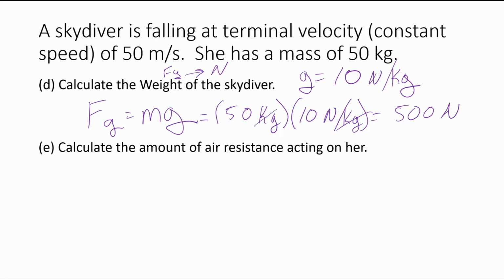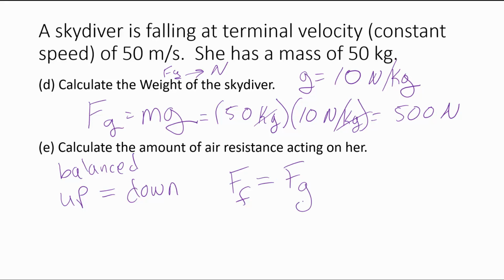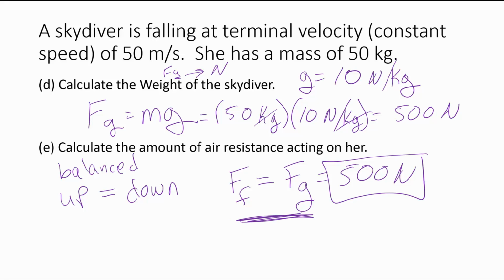Now we want to figure out the amount of air resistance acting on her. So it's important to recognize that all the forces are balanced, and that means all of the forces pointing up equal all of the forces pointing down. And so the air resistance, or air friction, is pointing up, and that equals all the forces pointing down, which is just the force of gravity. So we find out her air resistance is also 500 newtons. If you're answering this on a quiz or a test, make sure that you explicitly show that you know air friction is equal to the force of gravity, and then put 500 newtons. Don't just put 500 newtons, you need to show how you knew that.